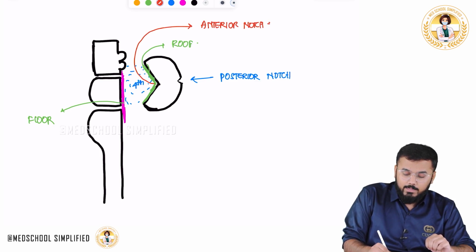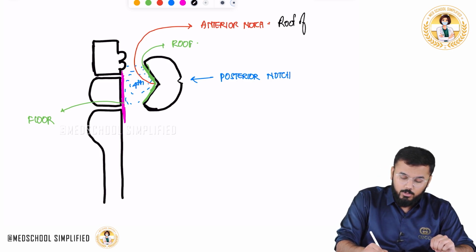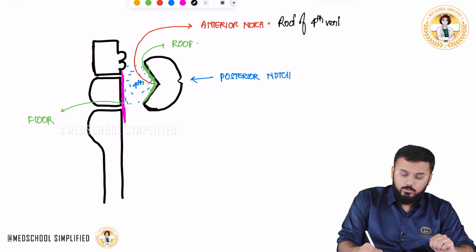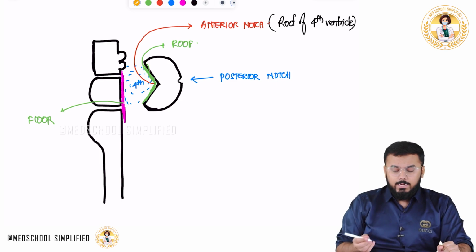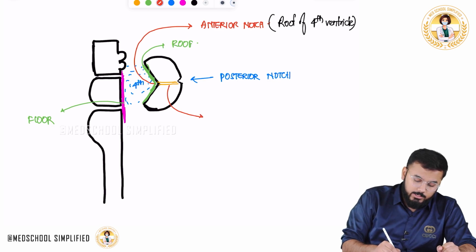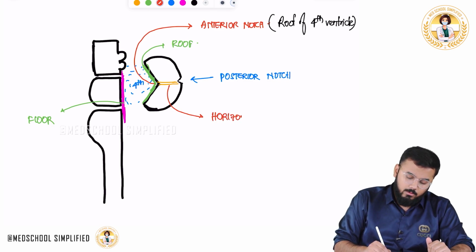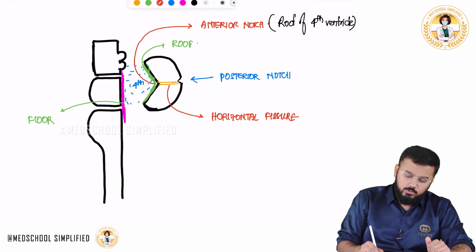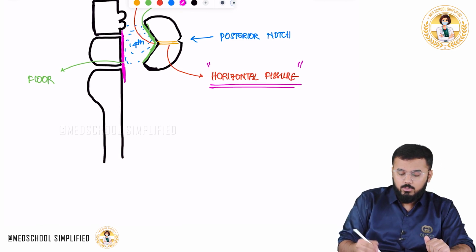Now can I say the anterior notch of the cerebellum forms the floor of the fourth ventricle or the roof of the fourth ventricle? It forms the roof of the fourth ventricle. So two notches, anterior and posterior. Now between the anterior and posterior notch, you see this fissure which is present like this. This fissure present between the anterior and posterior notch is called your horizontal fissure.